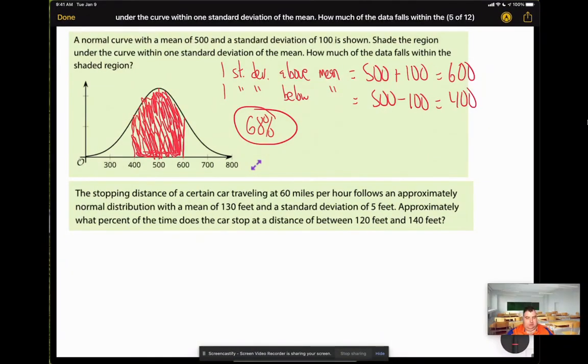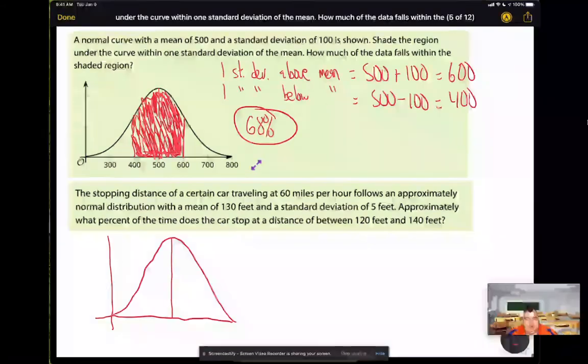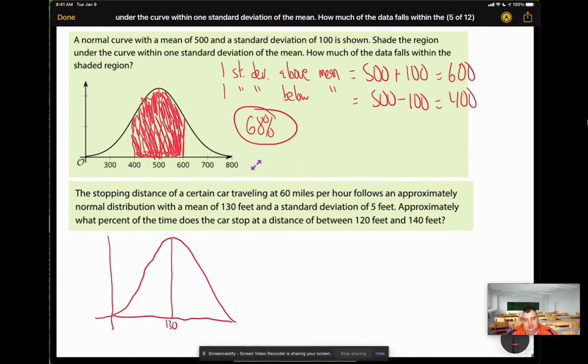If I were to do the same thing that I did in the previous example, let me draw a bell curve again. The one in the middle would be the mean. In this case, the mean would be 130. One standard deviation above would be 130 plus the standard deviation of 5, so 135. Two standard deviations above would be 140, and three standard deviations above would be 145.